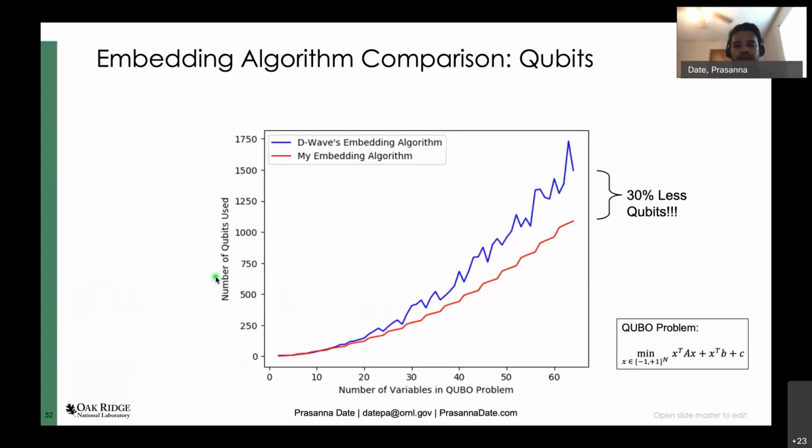Okay, so now this shows the number of qubits used on the y-axis and the size of the QUBO problem on the x-axis. The blue curve shows the results of D-Wave's embedding algorithm, and the red curve shows the results from my embedding algorithm. So you see that we end up using up to 30% fewer qubits in some cases. So using my embedding algorithm, we are using far fewer qubits.